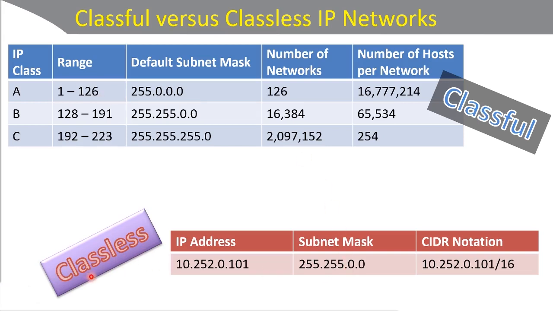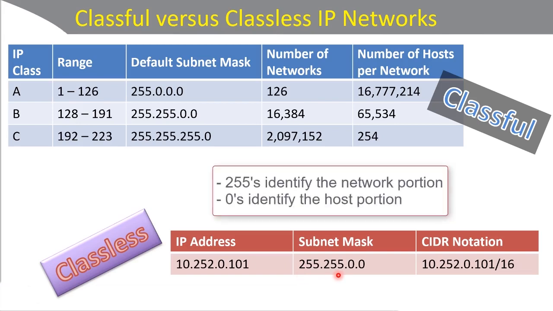But in classless, we can just change the subnet mask to whatever we want. And that's the key. Once again, it doesn't really matter. Classful, classless, I don't care. You look at the subnet mask to tell you what the network portion is and what the host portion is of the IP address. So 255.255, the first 2 octets. So really, the network here is 10.252. And then 0.0, that's the host portion. So the host portion of the IP address, 0.101.